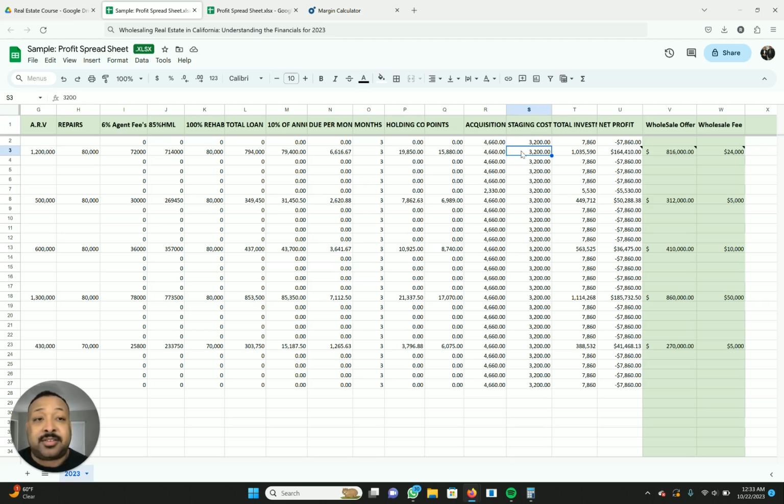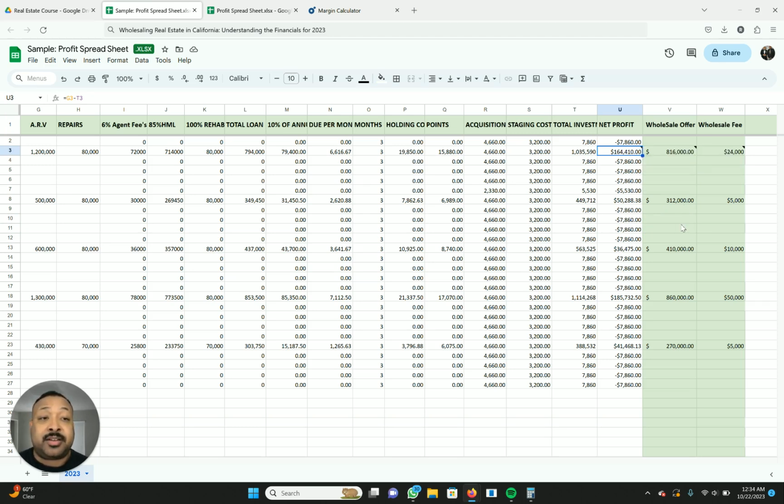So with all that being said, the total amount of money invested, with the hard money loan and the down payment, the staging cost, everything, that flipper is going to be in at $1,035,000, right? The net profit, which is the difference, is going to come up to $164,000. So on this flip, that investor should make somewhere around $164,000.